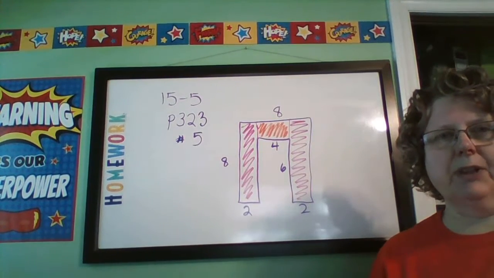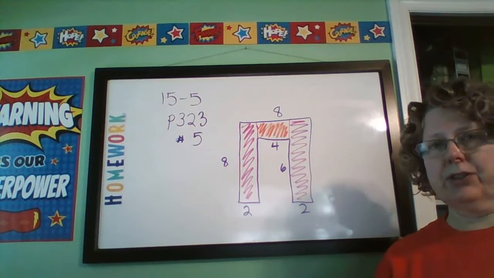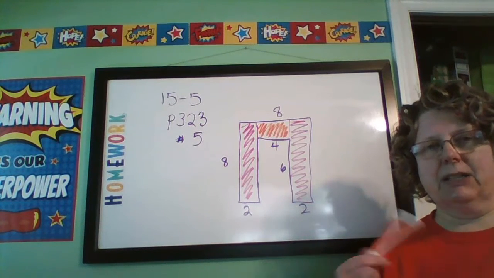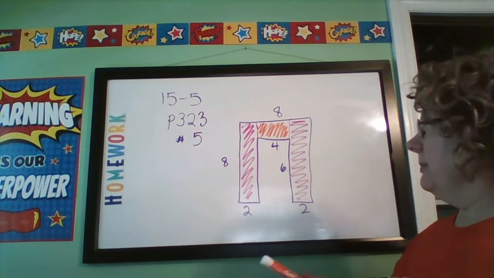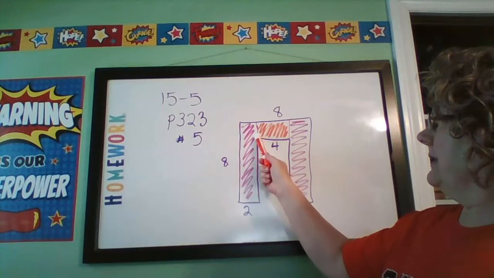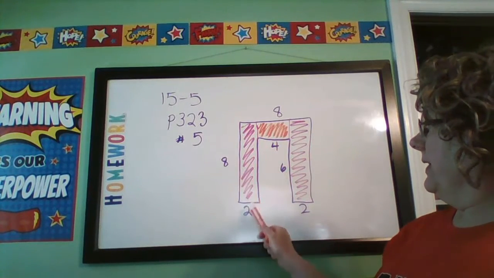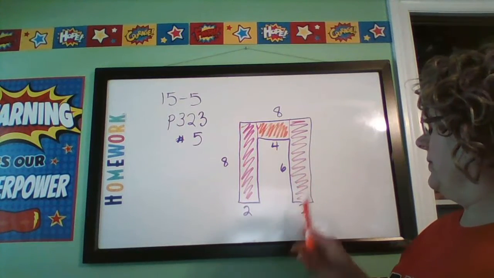Okay, so now we have number 5 on page 323. This gets a little trickier because now we have sort of a U shape. And we can't divide it into 2 rectangles, so we're going to have to divide it into 3. Now, the beginning is pretty easy. I've drawn the vertical lines here to create the 2 side triangles. And we know that the length is 8 and the width is 2 on both of those.